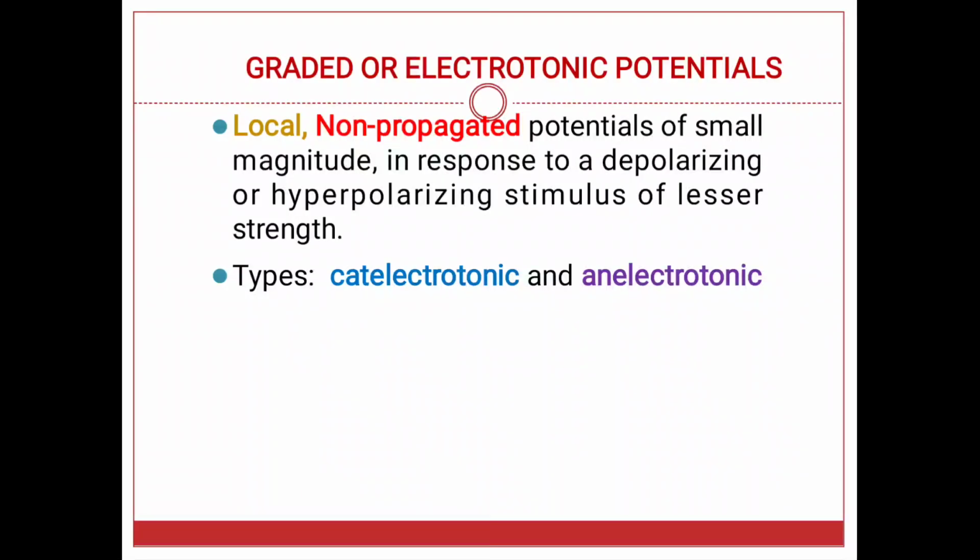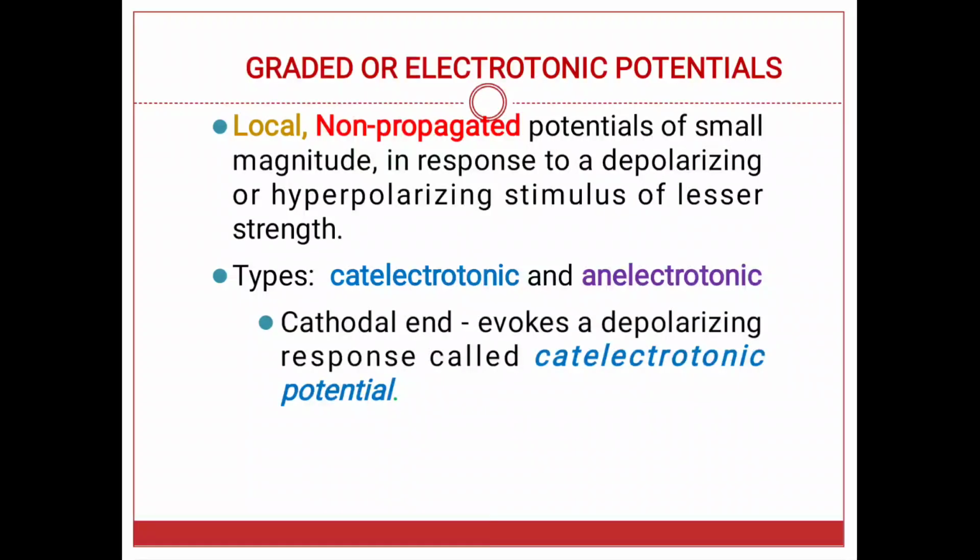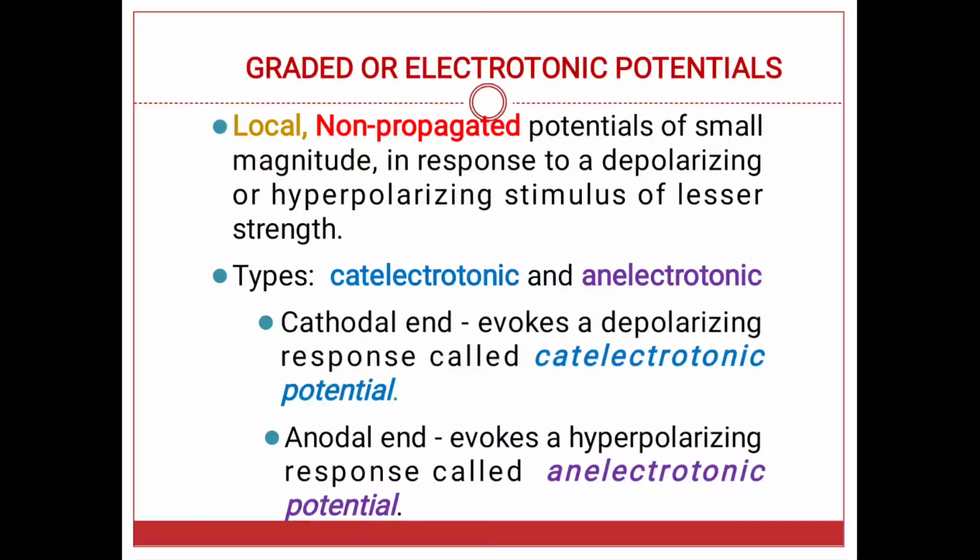There are two types of graded potentials, cat electrotonic and an electrotonic potential. Cathodal end evokes a depolarizing response called cat electrotonic potential, while the anodal end evokes a hyperpolarizing response called an electrotonic potential. These are two types of graded potential, cat electrotonic, which is depolarizing, and an electrotonic, which is hyperpolarizing.